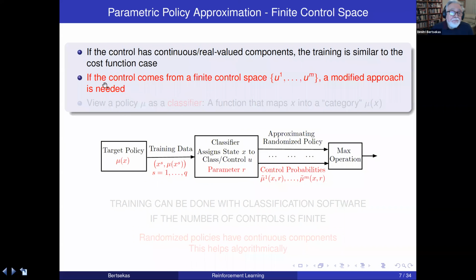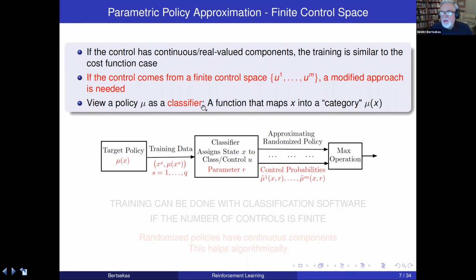On the other hand, if the control comes from a finite control space, can only take a finite number of values, then we need to modify the approach of approximation a little bit. And there's an interesting analogy, an interesting resemblance, between finding an approximating policy and building a classifier. What is a classifier?